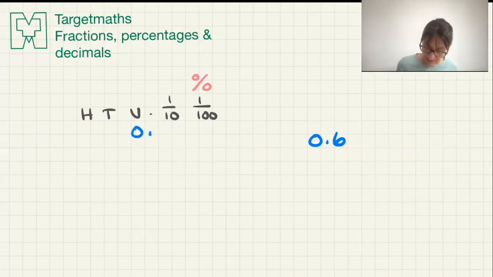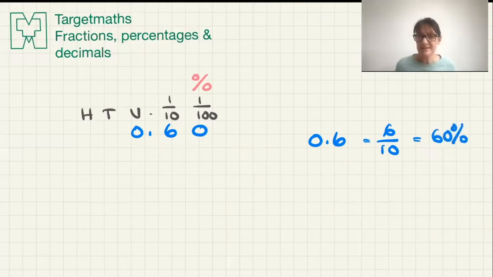Okay, let's insert the decimal. 6 is under the tenths, so it's 6/10. And to get to the percentage column, I'm going to need to stick a 0 in, making 60%. Okay, start with a percentage this time, 12%. Press play when you're ready.